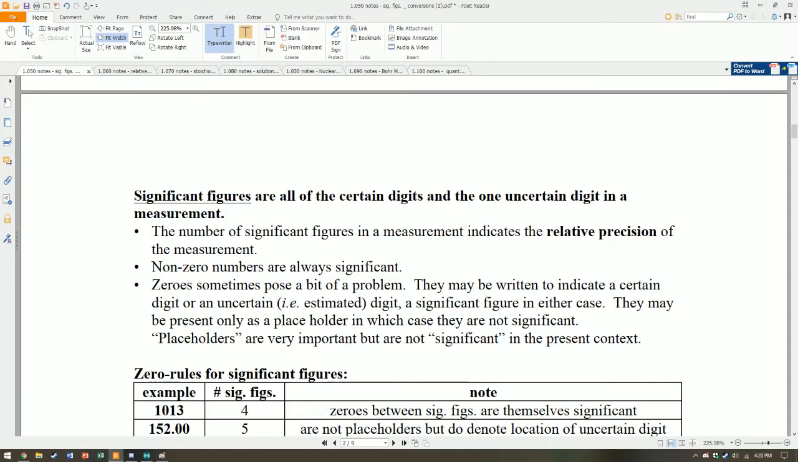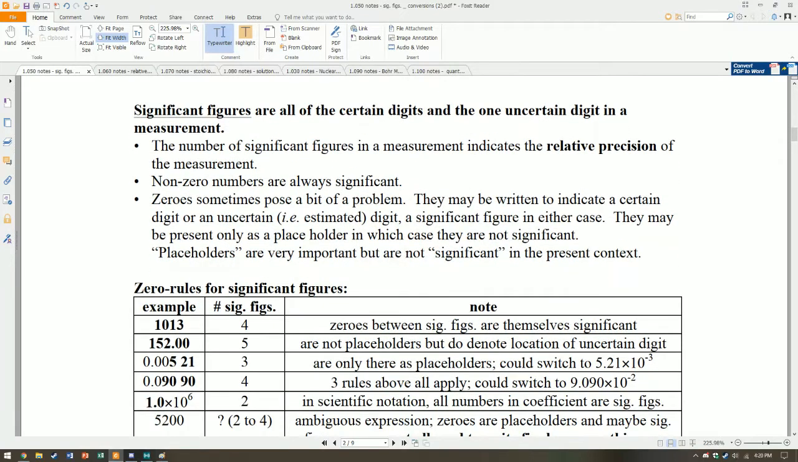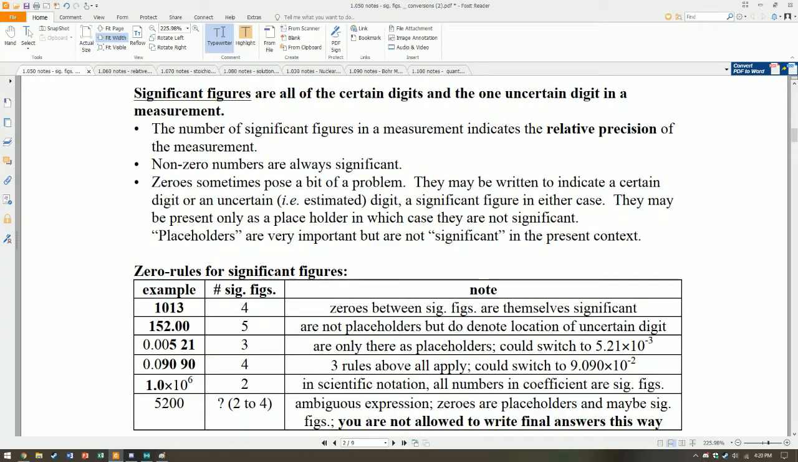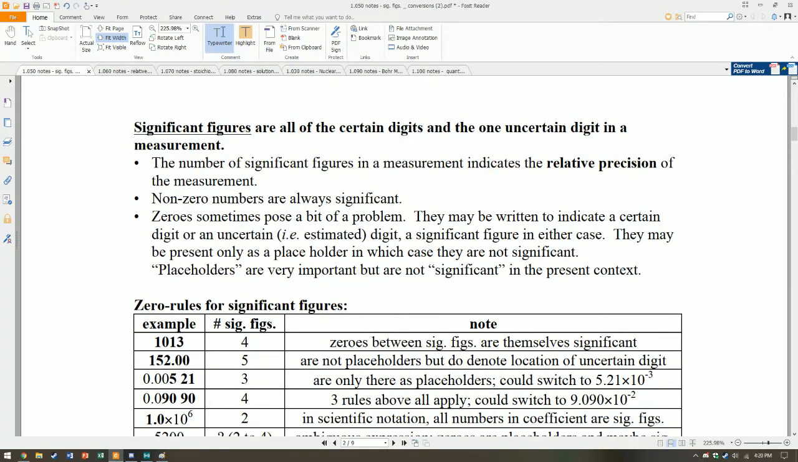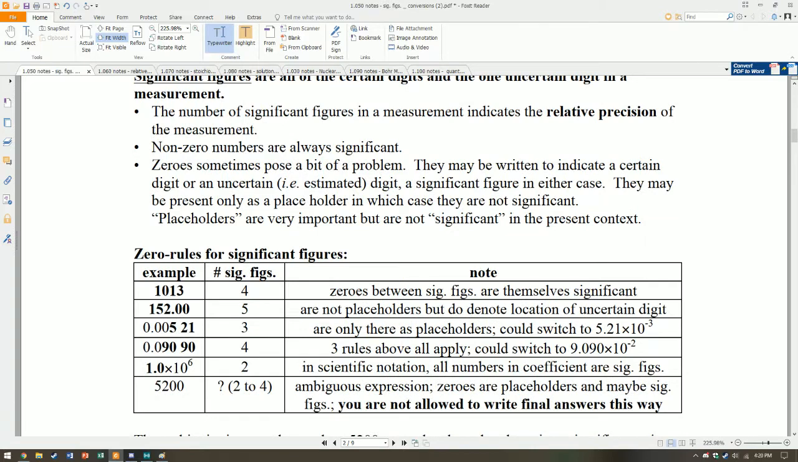For sig figs, it's a measure of all the certain digits and the location of one uncertain digit in a measurement. This will make more sense when we do topic 11 later on. To determine if something is a sig fig, if it's not zero, it's a sig fig, no matter what. If it's a zero, it depends on where it is. If it's not a placeholder and does denote the location of the uncertain digit, then it's significant. Otherwise, it's not. So for example, in 152.00, there are 5 sig figs.